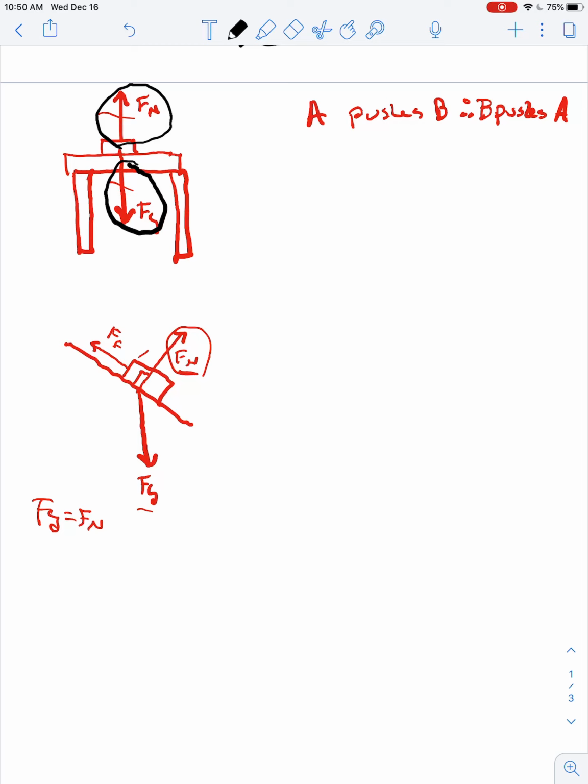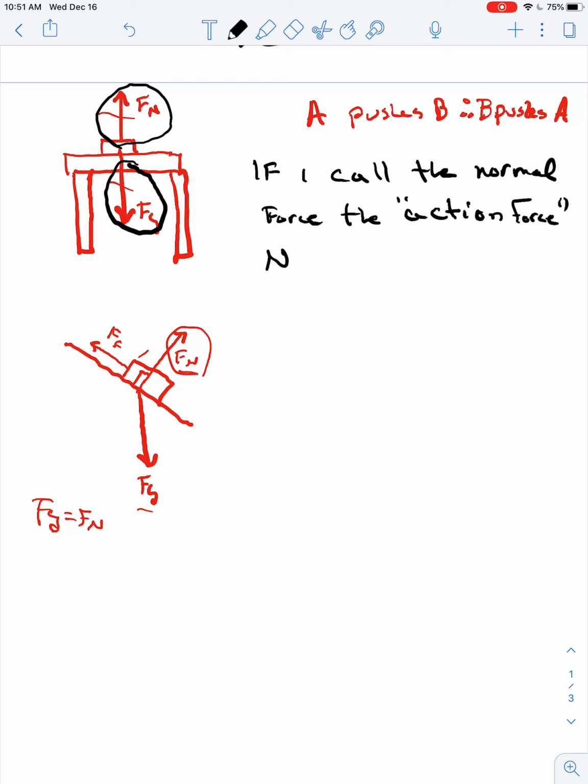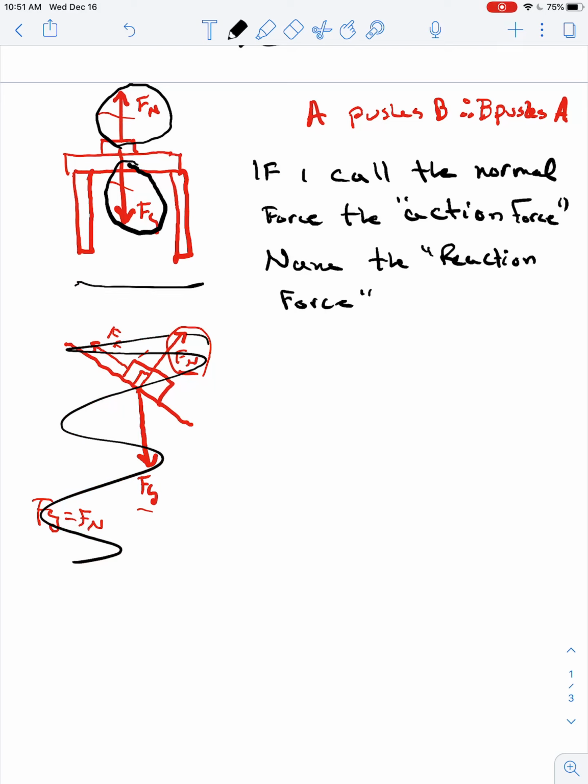So here would be the question. I might say, if I call the normal force the action force, name the reaction force. So we're using this diagram up here. I've got my normal force, and I want to name the reaction force to the normal force. Remember it has to be A pulls B, B pulls A. A pushes B, B pushes A. A hits B, B hits A.